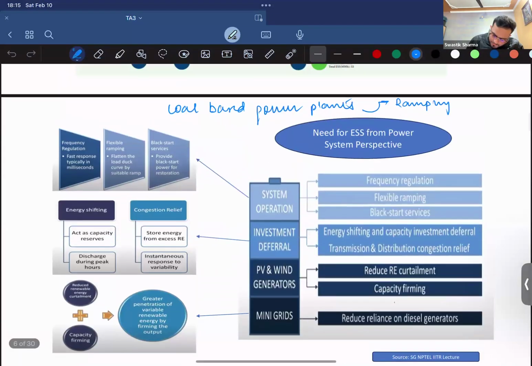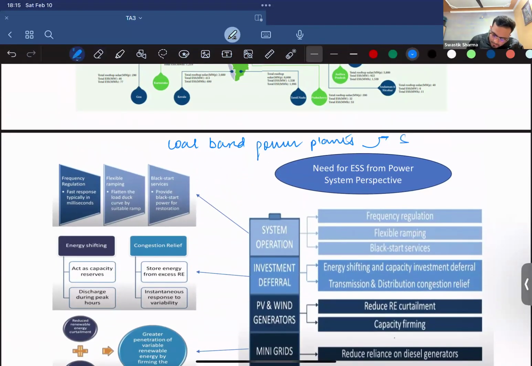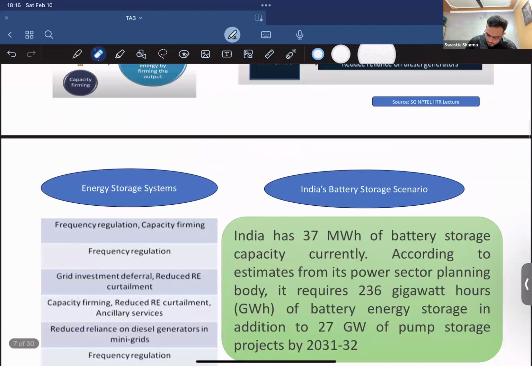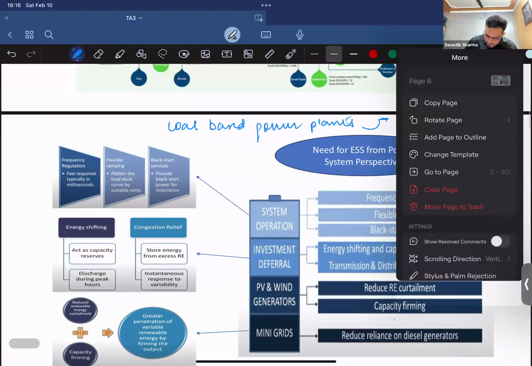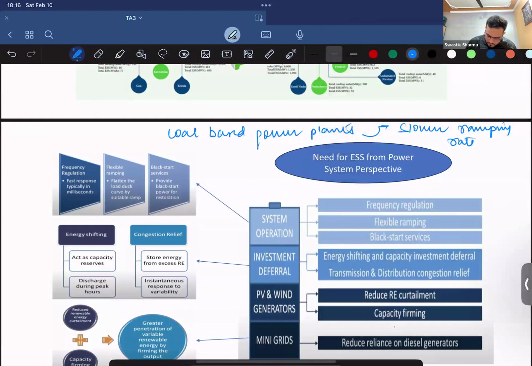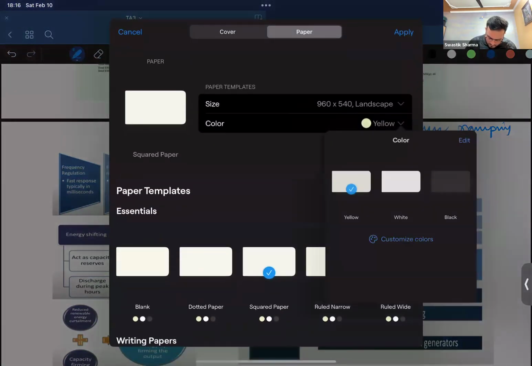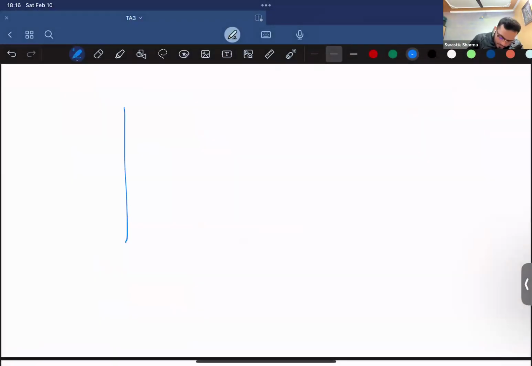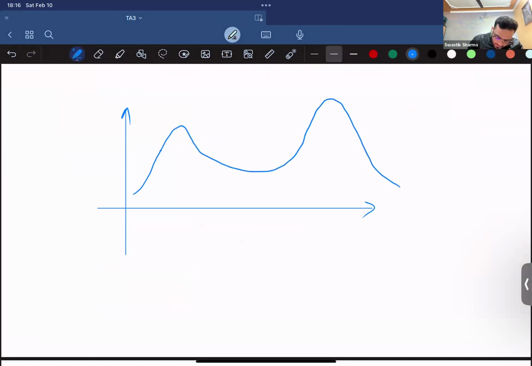Yeah, slower ramping rate. So what do I mean by ramping rate, right? Okay, so you have this load curve, let's say. You get an early morning peak. I'm talking about residential right now, and then you have a late evening peak.